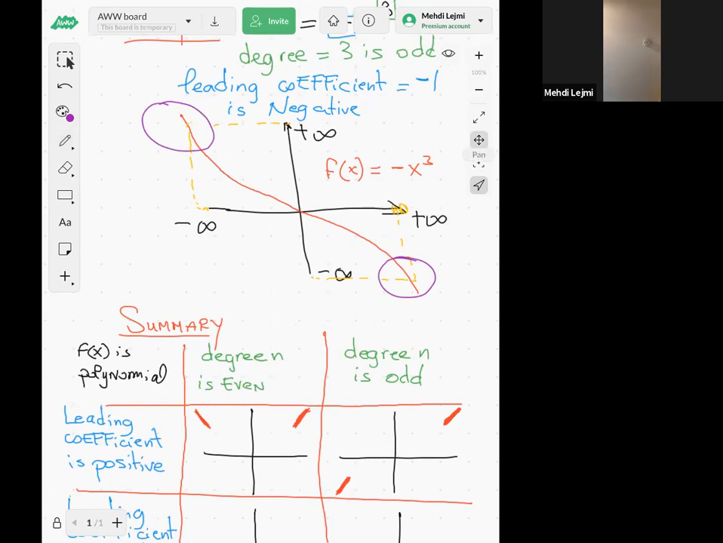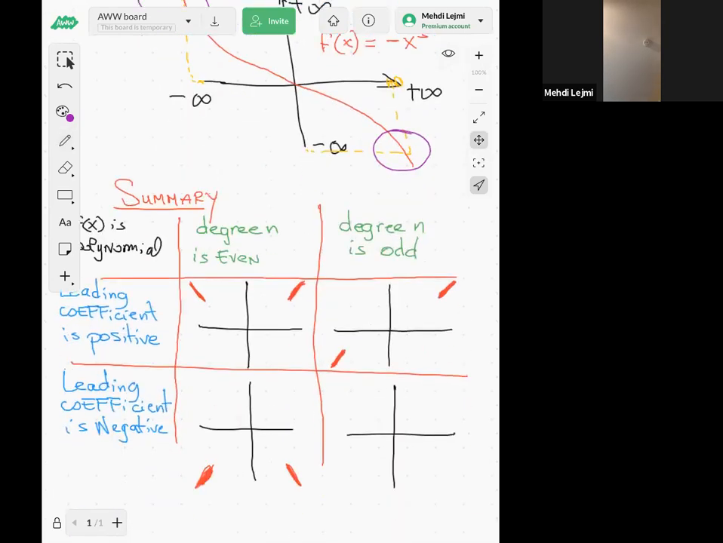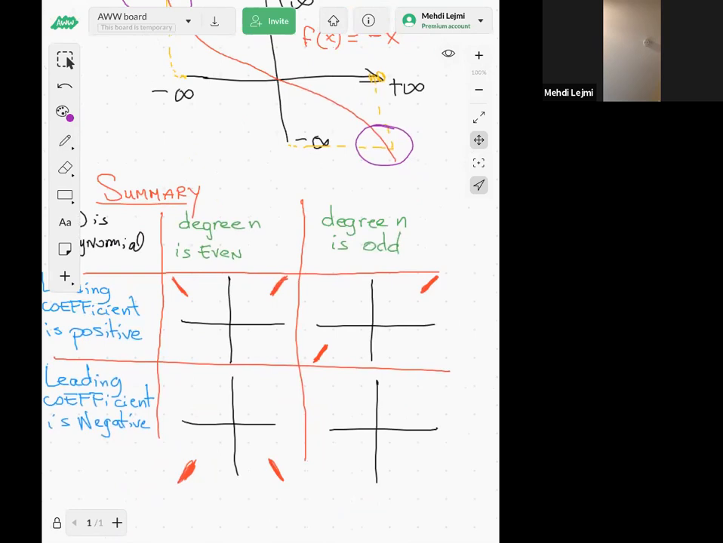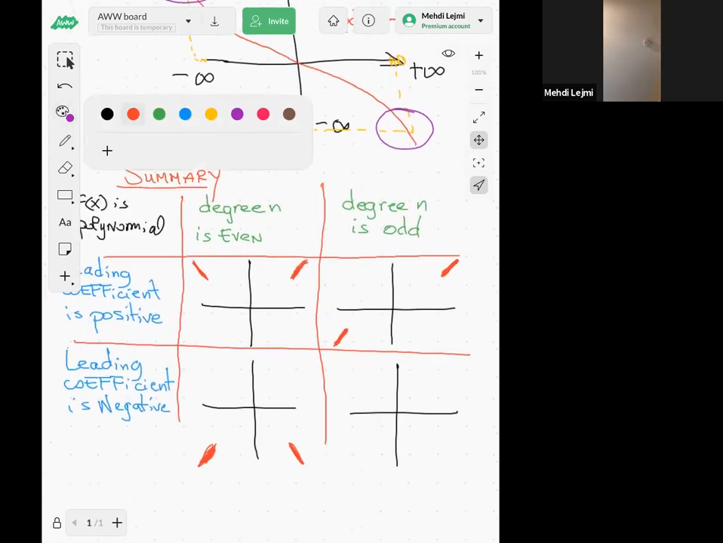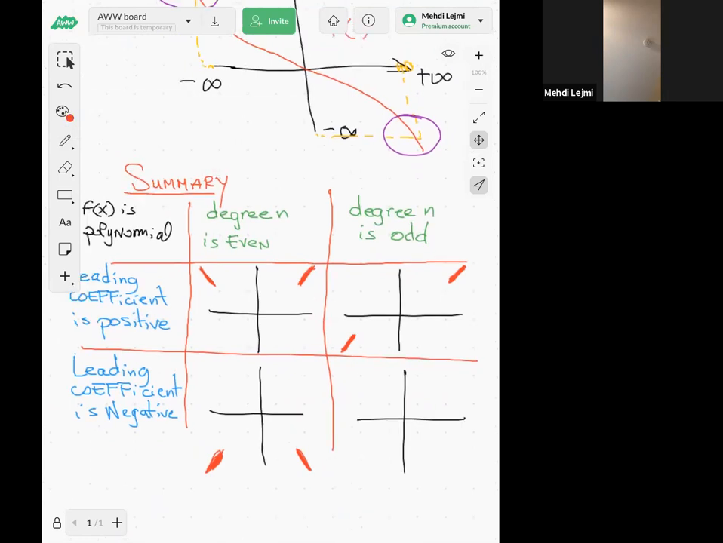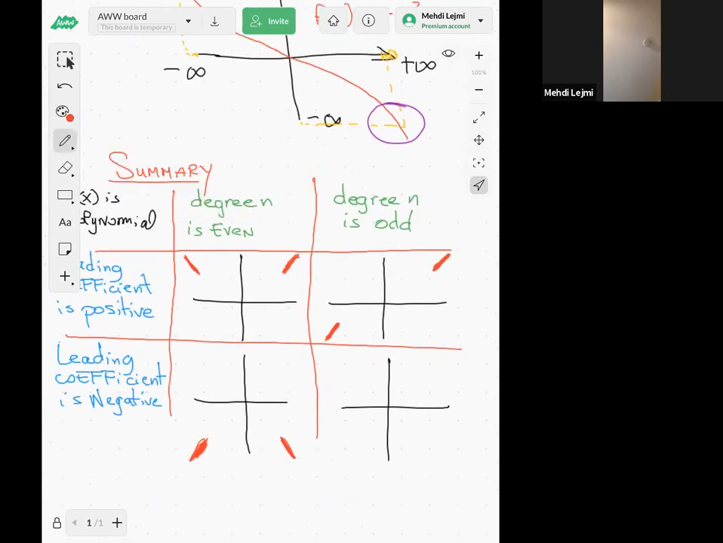So it's gonna be the same for any polynomial of odd degree and negative leading coefficient. So at positive infinity, we're gonna have something like this here, okay? And at negative infinity, we're gonna have something like this here. Your x goes to negative infinity, then your y is gonna go to positive infinity, right?